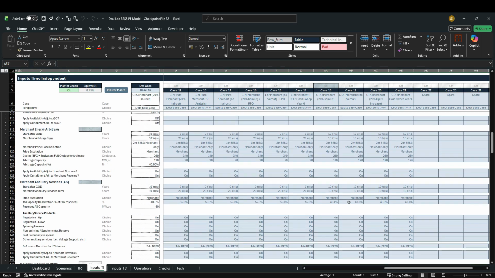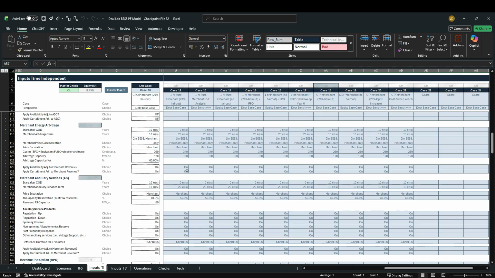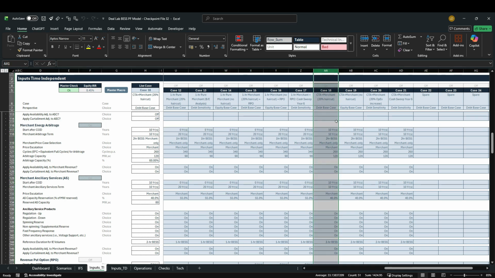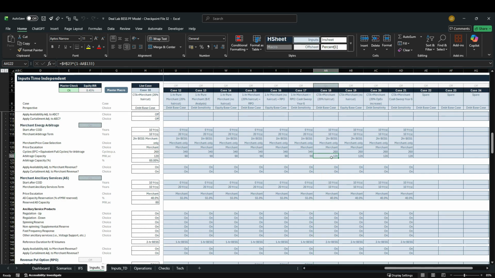Let's scroll down further, and here you can see that our merchant assumptions start 10 years after COD. So both merchant revenues kick in exactly once the CTA expires. And out of our 200 megawatt AC at the point of interconnection, we will have 120 allocated to merchant energy arbitrage. And the remainder, which is 40% or 80 megawatts AC, will be allocated to merchant auxiliary services.